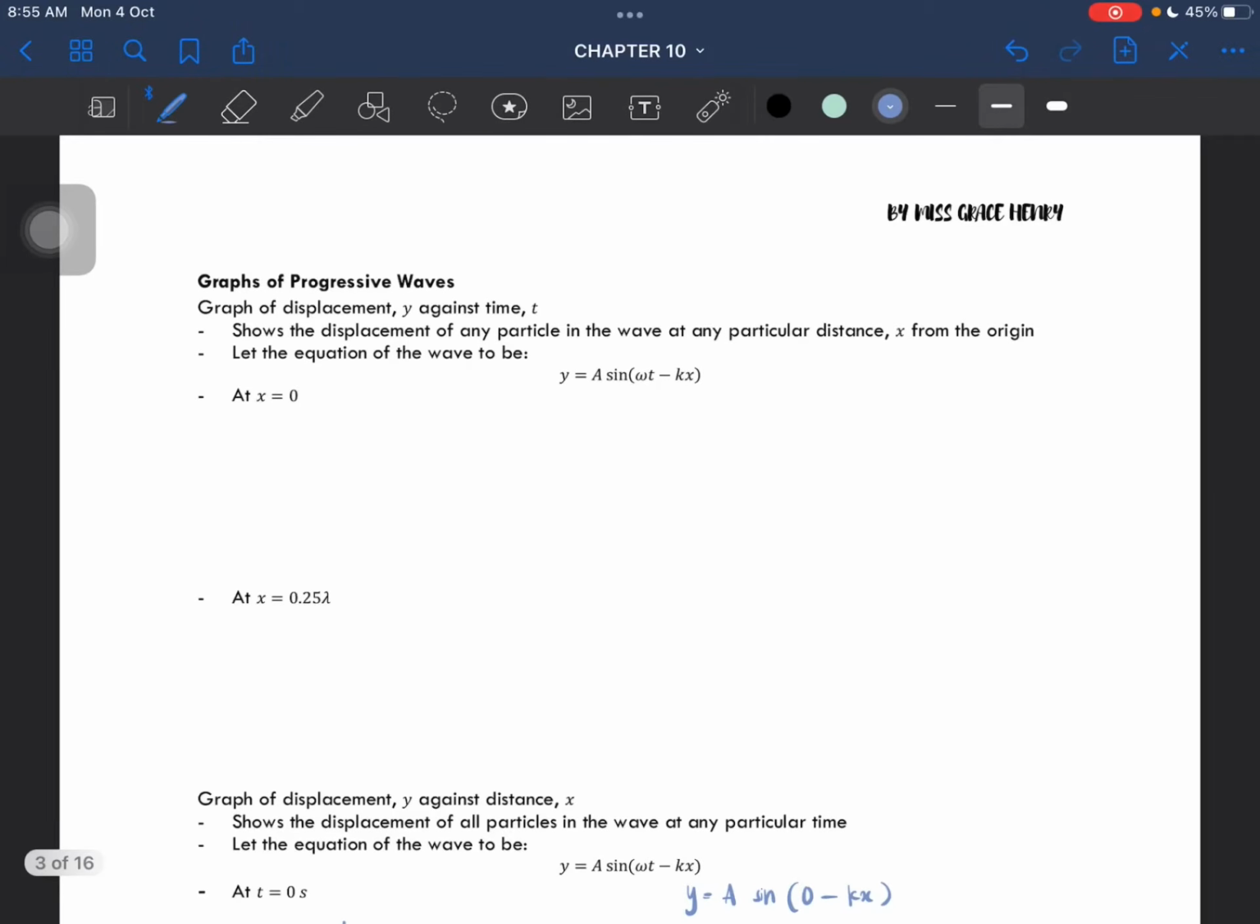Okay, everyone, let's look at how we draw the graphs of progressive waves. We have the graph of displacement against time. We have to show the displacement of any particle in the wave at any particular distance x from the origin. So the equation of the wave is written to be as this.